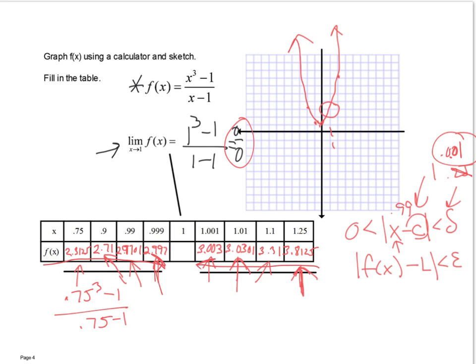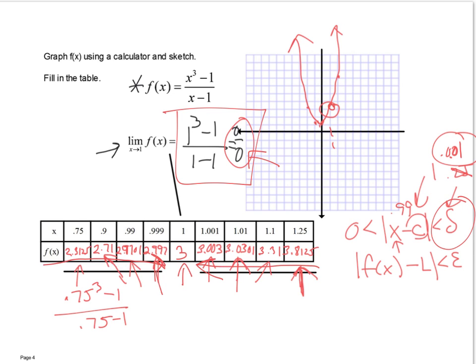As x gets closer and closer to 1, as our little delta gets smaller and smaller, the value of the function is getting closer and closer to 3. It never actually gets there. The function is not defined there because we're dividing by 0. There is a hole. It is at 3, right?